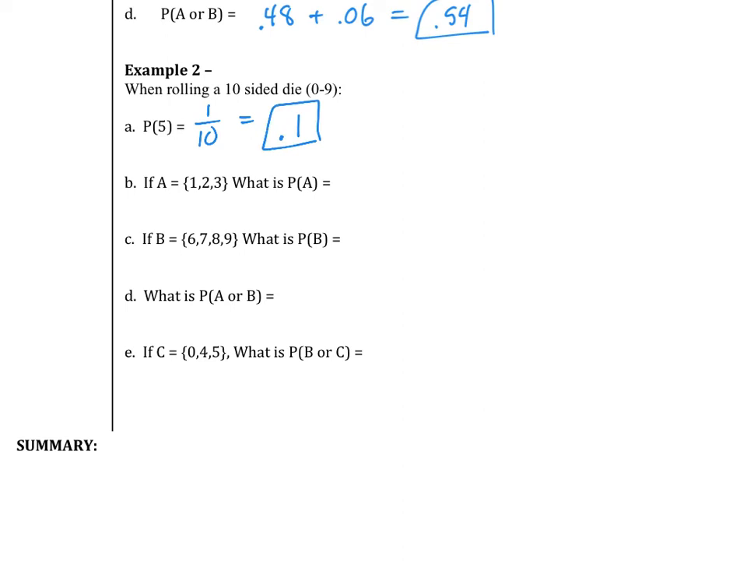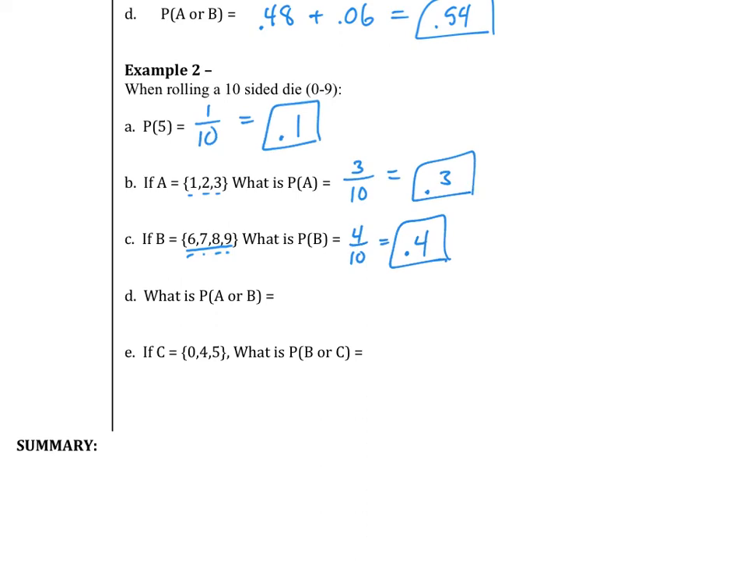Part B. If A is getting a 1, 2, or 3, what is the probability of A? So 1, 2, or 3, that's 3 outcomes out of 10 total outcomes. So 3 divided by 10 is 0.3. In part C, if B is rolling a 6, 7, 8, or 9, what is the probability of B? Well, 6, 7, 8, or 9, there's 4 numbers. So 4 out of 10 would be a 0.4 probability of rolling a 6, 7, 8, or 9.